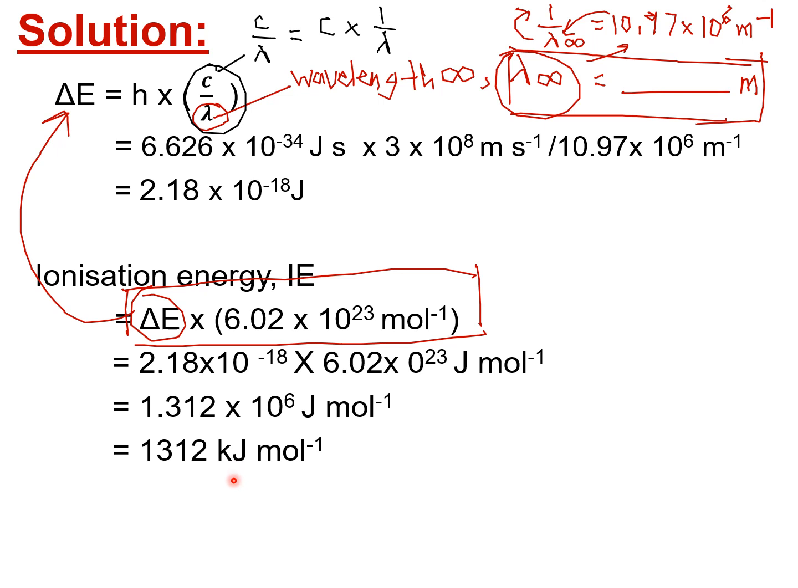So kalau nak tukar dalam kilojoules per mole, kenalah bahagikan dengan 1000. So dapatlah 1312 kilojoules per mole. Okay, so this is actually the ionization energy of the hydrogen atom. Kiranya you kira dulu the delta E, you kira dulu the photon energy, dan ambillah wavelength daripada converging limit. Okay, so kalau let's say C over lambda is equivalent to C times 1 over lambda, so that's why tadi kita guna saja wave number tu, tak perlu nak inverse ni.